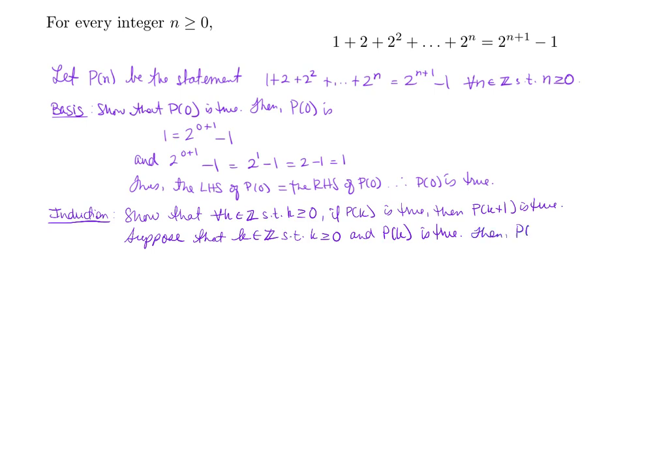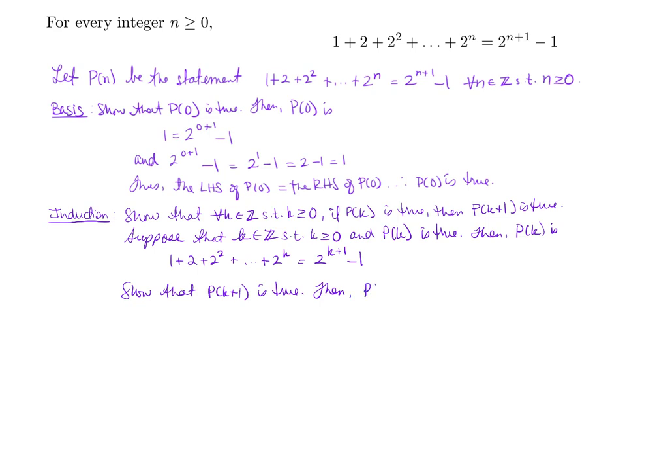Then we know that P of k is, well, on the left-hand side we would have 1 plus 2 squared plus the sum all the way up to the 2 to the k term. And on the right-hand side we have 2 to the k plus 1 minus 1. And we know we're going to use this later when we start to show that P of k plus 1 is true. And that's our next step. Show that P of k plus 1 is true.